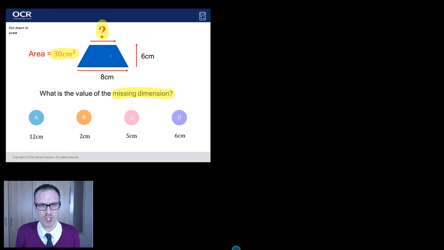First things first, what shape is that? Because that needs establishing, right? Well, that is a trapezium. Now, what makes a trapezium a trapezium? It has got one pair of parallel lines that are opposite to each other. So therefore we've got a trapezium.